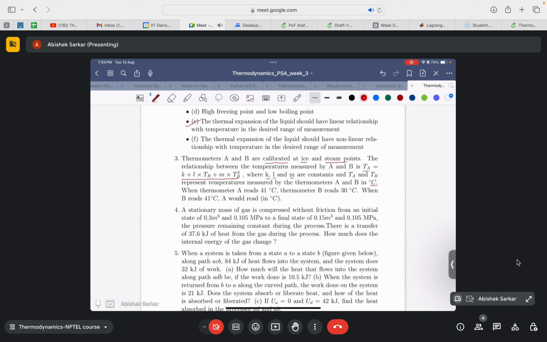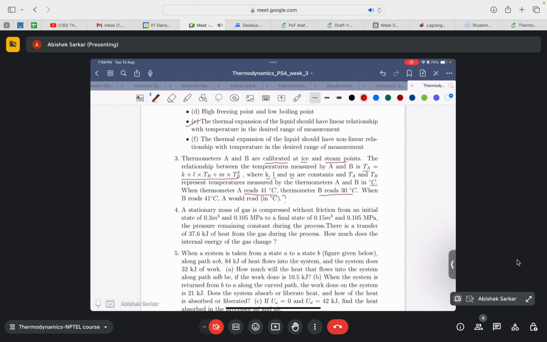When thermometer A reads 41 degrees Celsius, thermometer B reads 30 degrees Celsius. Okay. When B reads 41 degrees Celsius, A would read question mark. Okay. So we need to find that. So the thing is, the number of constants in the relationship is 3 in this case. So we need 3 equations to solve this, right? To find the value of the constants.